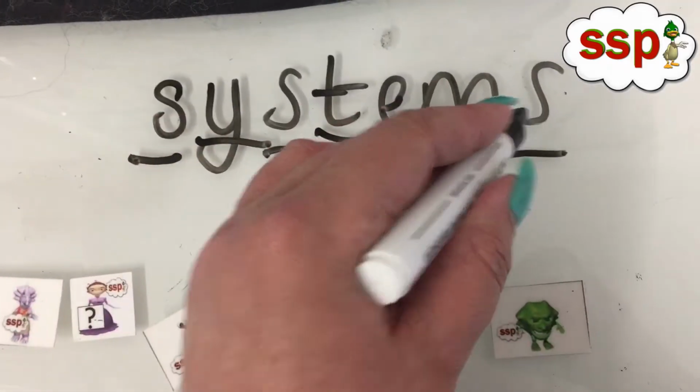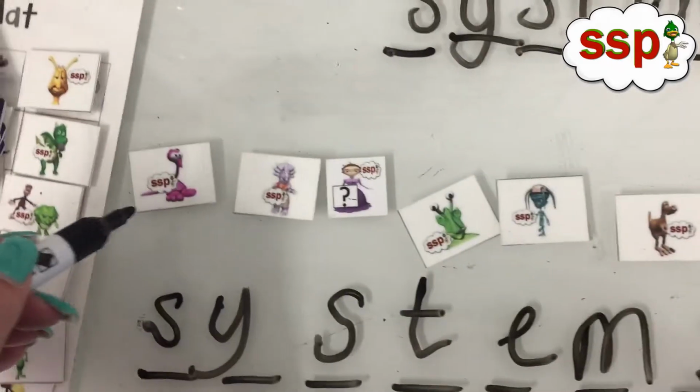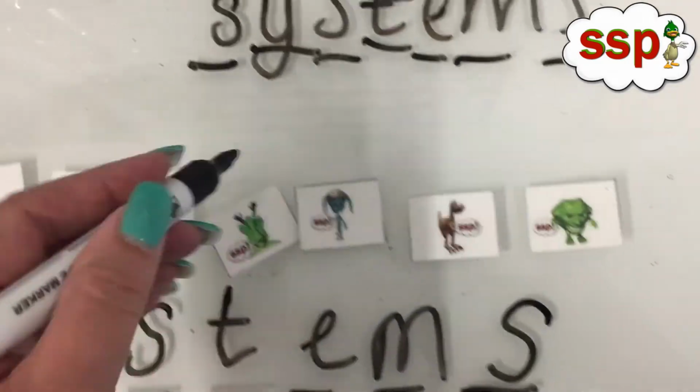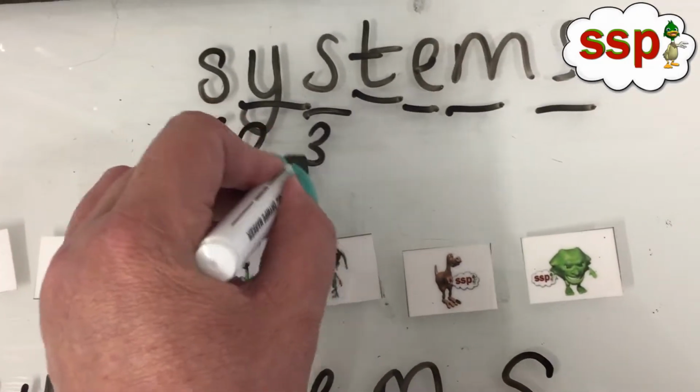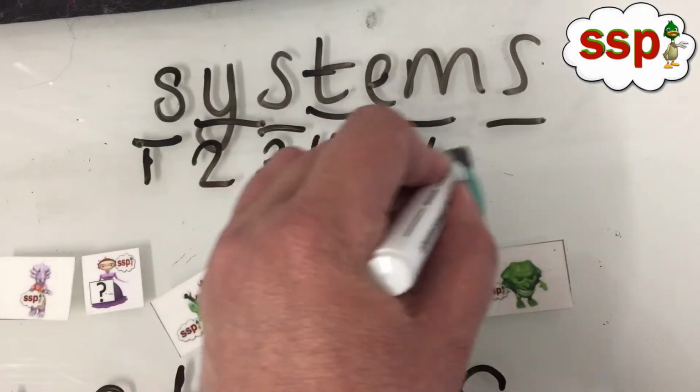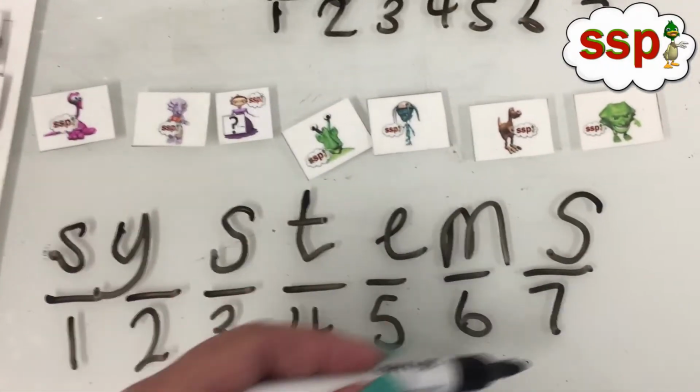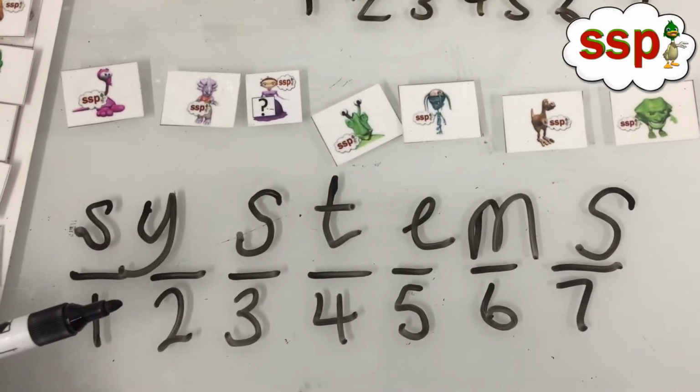Okay, so we've got 3 S's there. 2 of them represent the speech sound S, and 1 of them represents Z. So we've got S, I, S, T, E, M, S: systems. So this is how we've got it. We've got the sounds, we've got the representations.